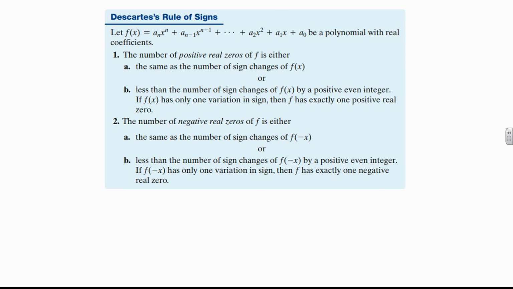So if I got 3, then for part B, he's saying that the number is going to be 3 minus 2, to be 1. So less than the number of sign changes of f by a positive even integer. So if it's 3, then 2 less than that is 1. So here he's saying that the number of positive real zeros could either be 3 or 1, if I had for part A the number of sign changes is 3. And then he says, if f of x has only one variation of sign, then f has exactly one positive real zero.